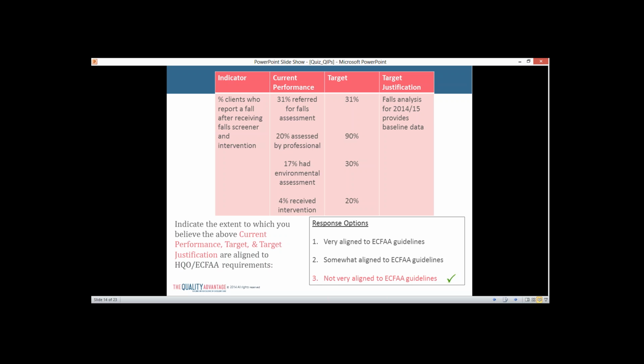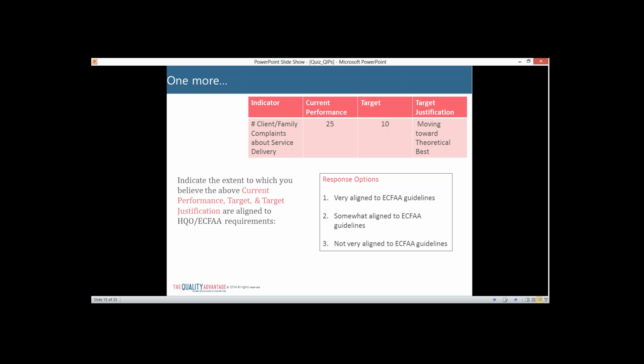And then if we look at the target justification, falls analysis for 2014-15 provides baseline data. This doesn't really tell us anything about anything. It just says they did an analysis to get the baseline data. Let's try one more.